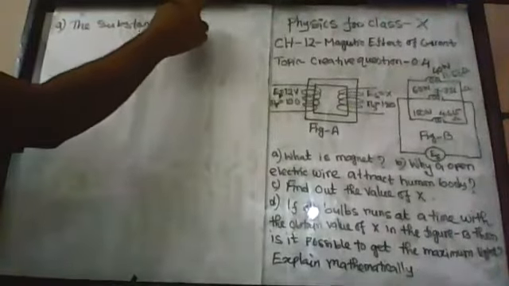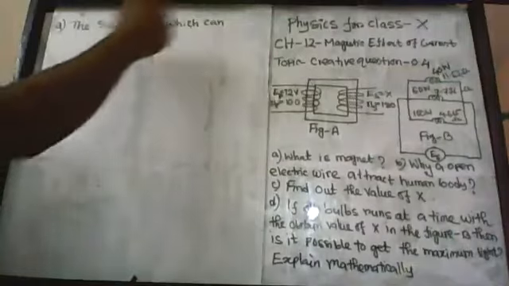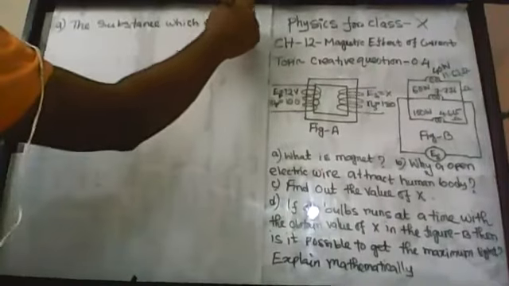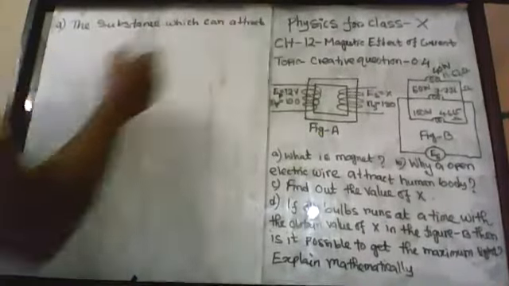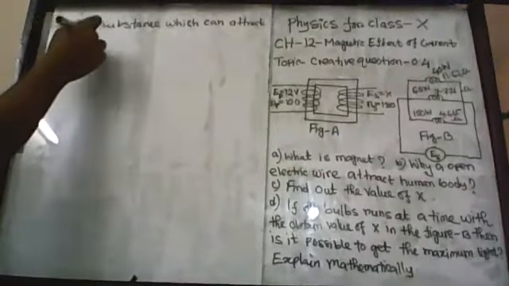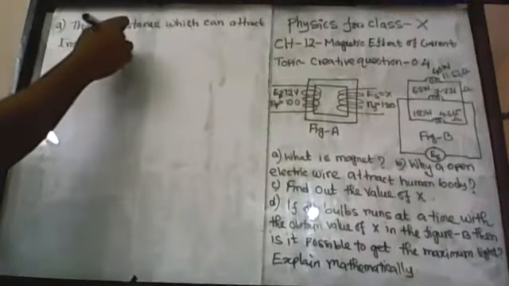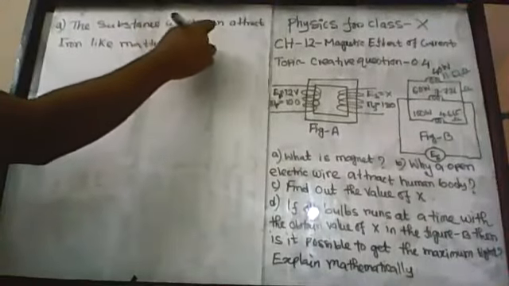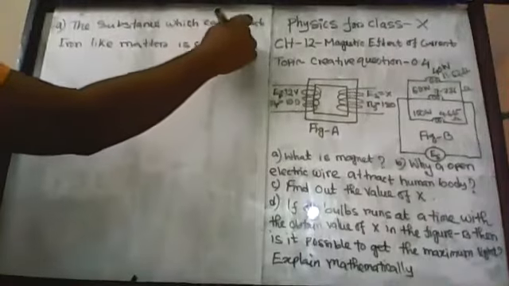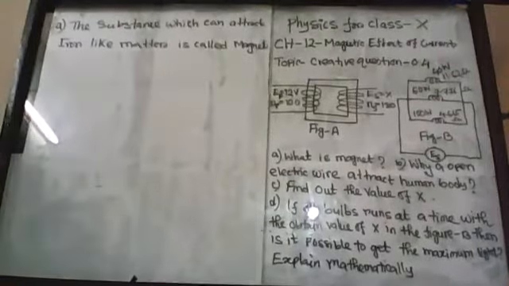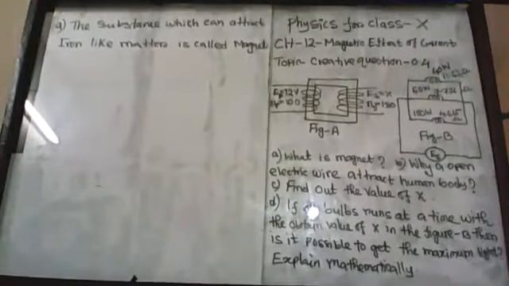So from question A, I can say that the substance which can attract iron-like matter is called magnet. So what is called magnet? Magnets are those substances which can attract iron-type substances. Okay, so this is called magnet.